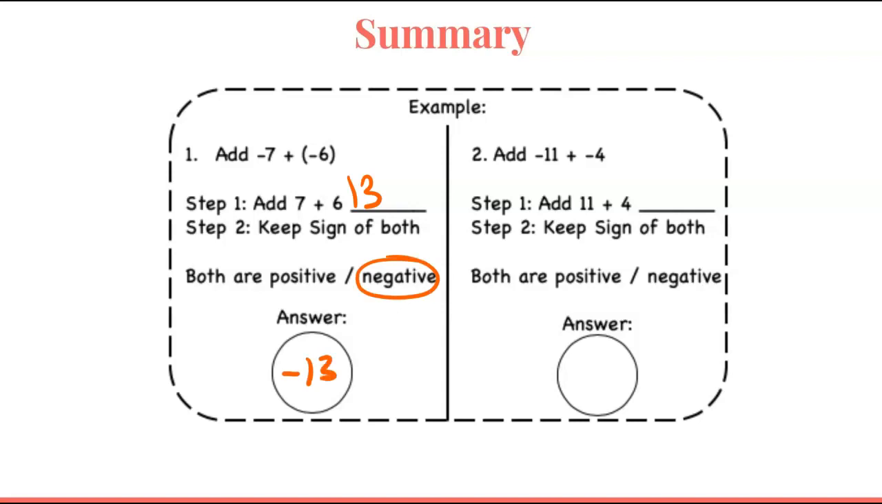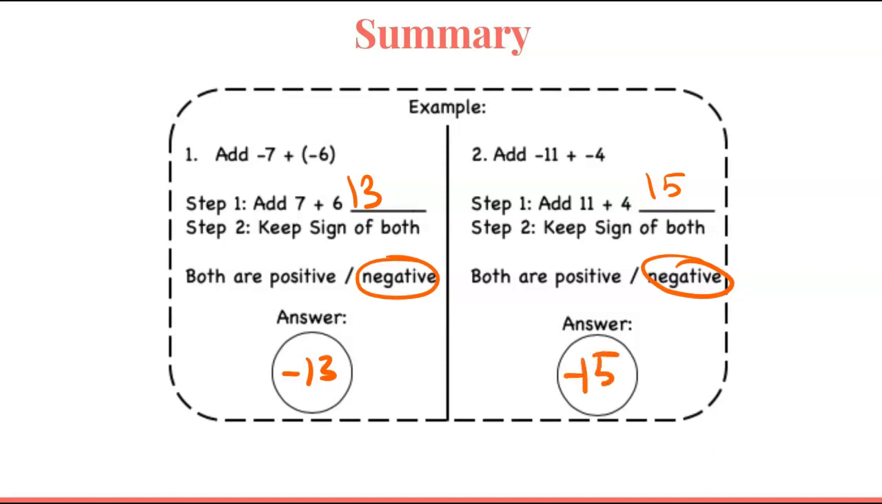I add a negative and a negative, I get a larger negative number. It just makes sense. If you owe someone $7, you borrow 6 more, you now owe them more than you did before. Okay, second example, -11 plus -4. Same type of example, 2 negative numbers. I add 11 plus 4 because that's the absolute value of both numbers, and that is 15. I keep the sign of both numbers. Since they're both negative, my answer will be negative, and my answer is -15.